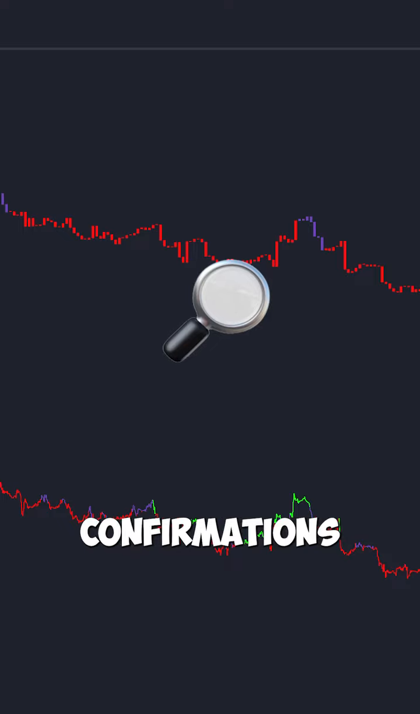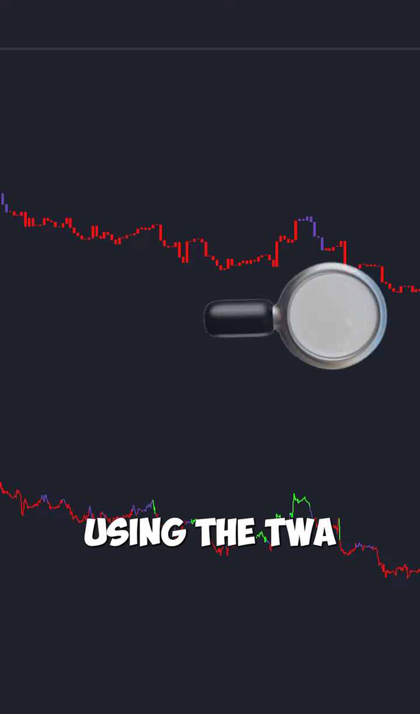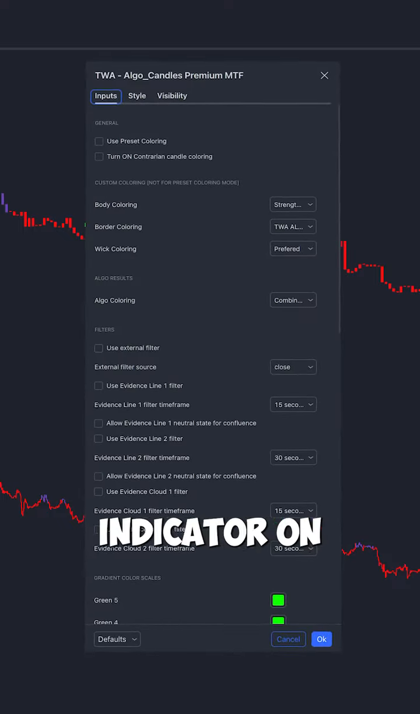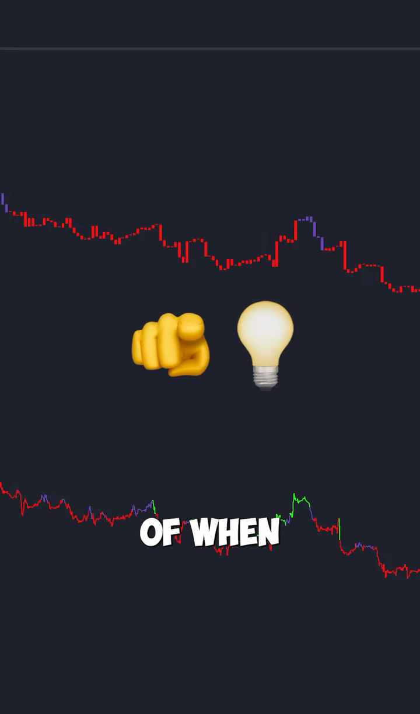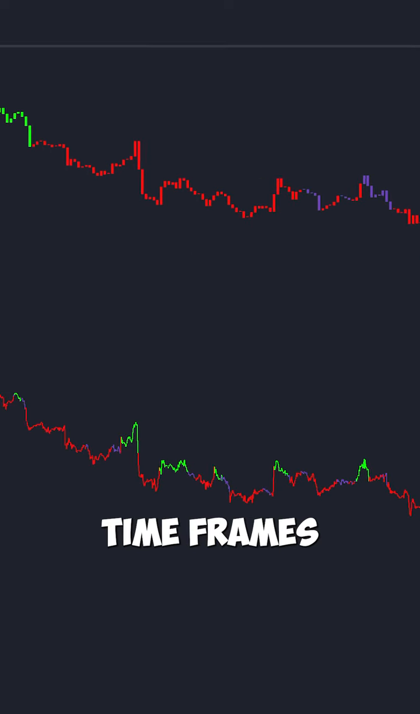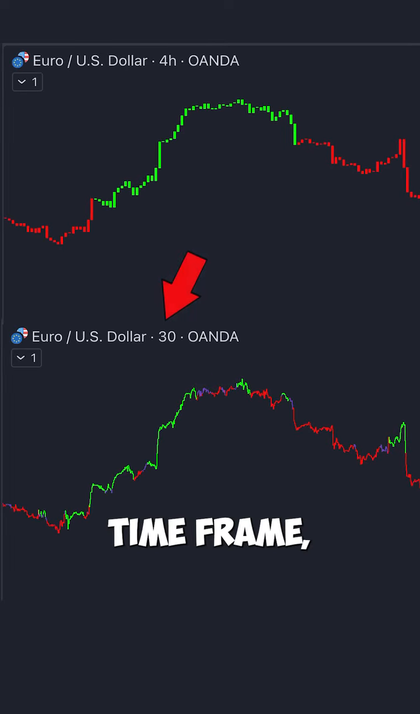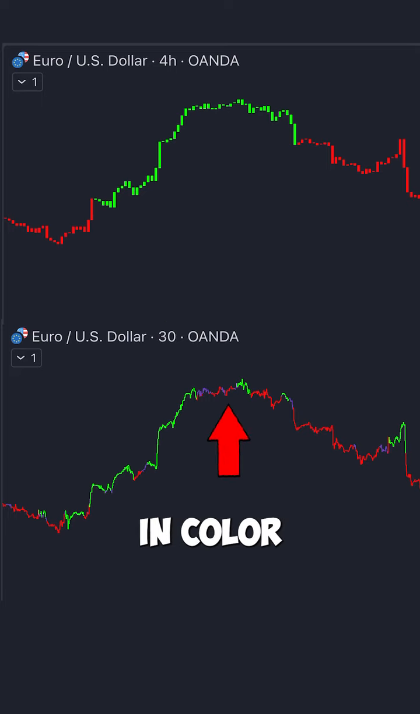Apart from having more confirmations for your trades, using the TWA Candles Premium Indicator on multiple time frames can allow you to have an understanding of when the downtrend may end by using shorter, more responsive time frames such as the 30-minute time frame and looking at the changes in color that occur. This way, you can take profit accordingly and ensure that your risk is managed well.